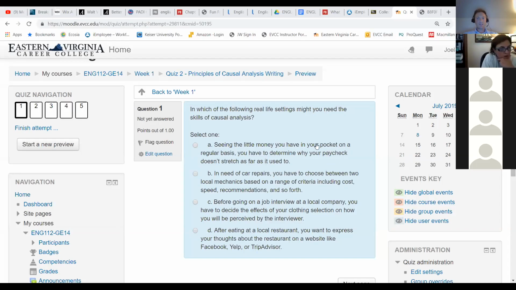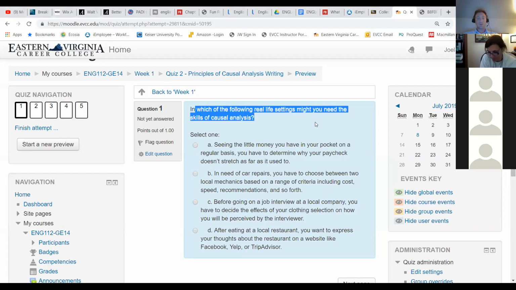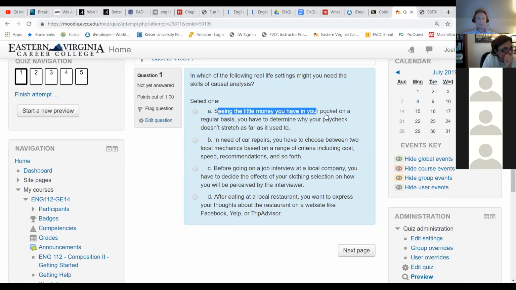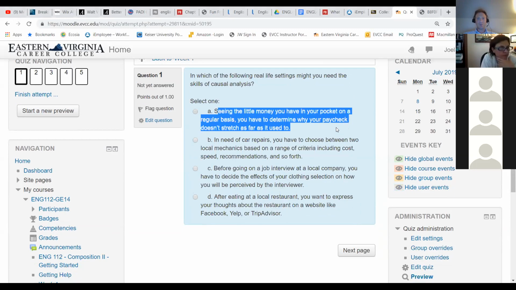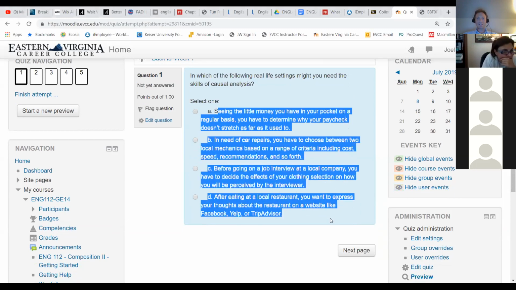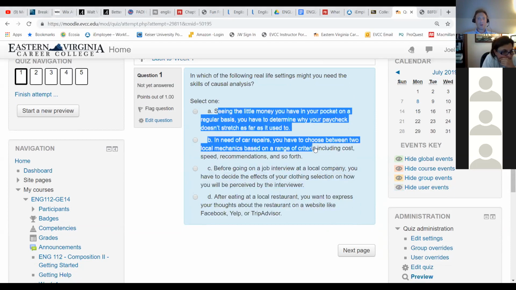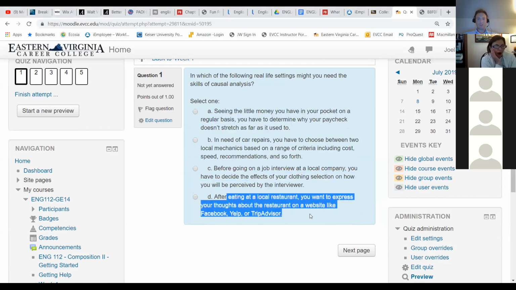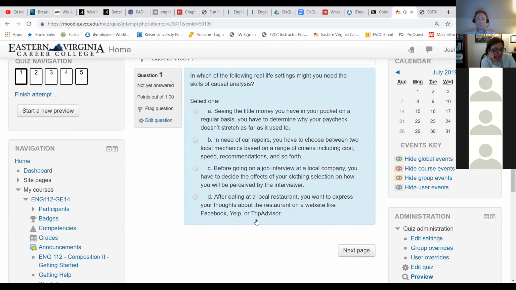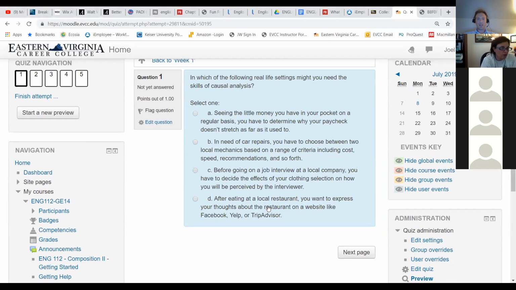But let's go over these quiz questions. So in which of the following real-life settings might you need the skills of causal analysis? Seeing the money you have in your pocket on a regular basis, you have to determine why your paycheck doesn't stretch so far. Or you got a job interview, and you got to decide about the effects of the clothing you're wearing. Or after eating at a local restaurant, you want to express your thoughts about the restaurant on a website like Facebook, Yelp, or TripAdvisor. Which one is actually asking you to do causal analysis?